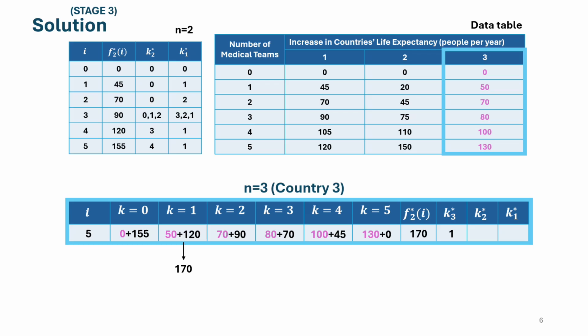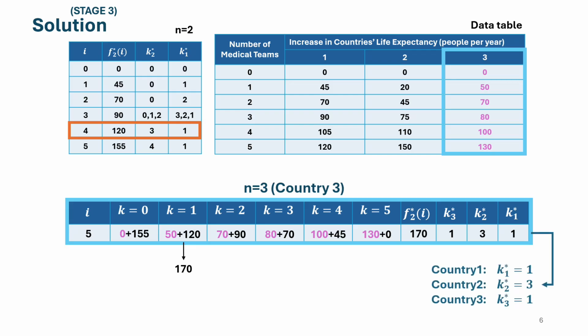Now, we trace back to find the full optimal policy. Since we assigned 1 team to country 3, we have 4 teams remaining. Checking our stage 2 results, the optimal decision for 4 teams was to allocate 3 teams to country 2. This leaves us with 1 team for country 1. Therefore, the final optimal strategy is 1 team for country 3, 3 teams for country 2, and 1 team for country 1. This distribution maximizes the total increase in life expectancy.